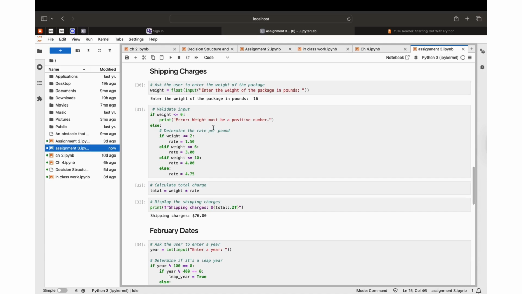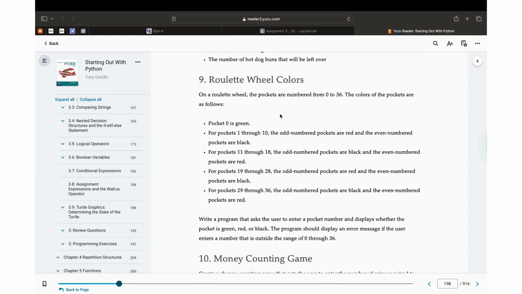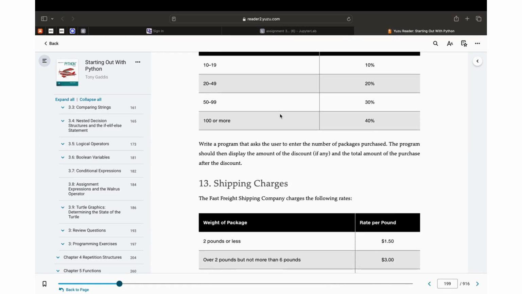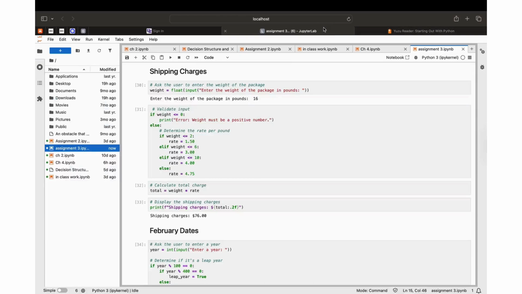Okay, for shipping charges, I asked the user to enter the weight of the package, another input. I just decided to say 16. I don't remember if that was part of the problem or if I just came up with that. I think I just came up with it, yeah, okay. So I entered 16, and then you have to validate that. So an if statement: if it's less than or equal to 0, then it needs to be a positive number. And then if it's a positive number, determine the rate per pound.